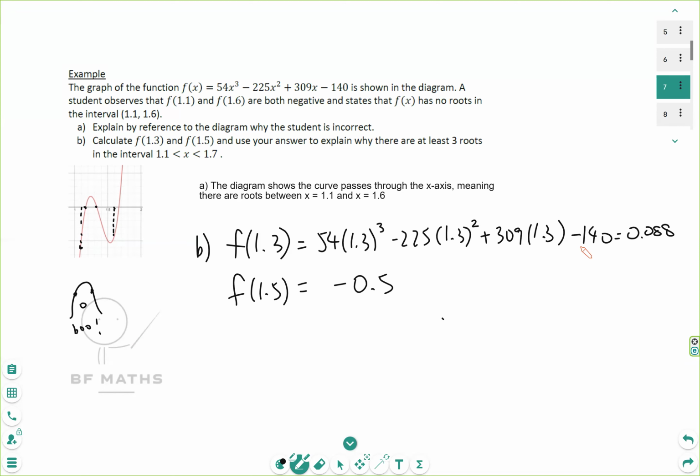So what do we know now? We know f of 1.1 is negative, right? So it's negative.